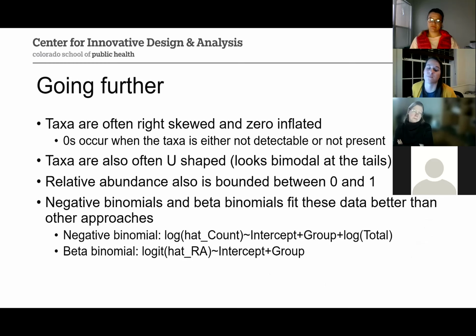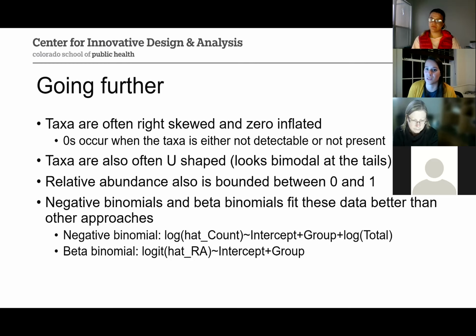Things to remember. Taxa are right skewed. We have a lot of zeros. It's zero inflated, it's right skewed. They often can also look like a U shape, so they'll be bimodal at the tails. And basically what happens here is we're saying if you have the taxa, you have a lot of it. And if you don't have the taxa, you don't have it. There's nowhere really kind of in between, so you get these U-shaped distributions. So the other part is that relative abundance, again, is bounded between 0 and 1 because it is a proportion of the total sequence counts.